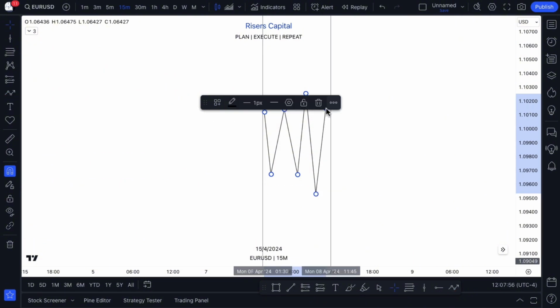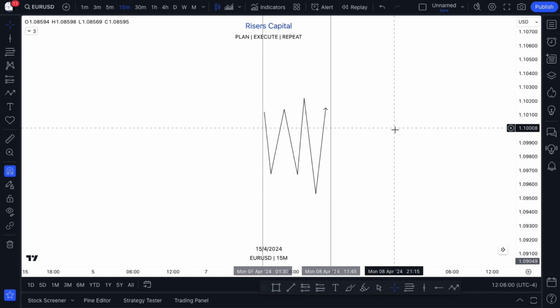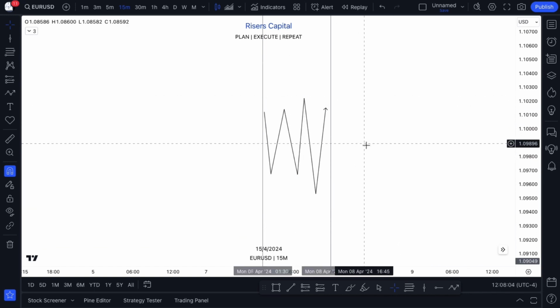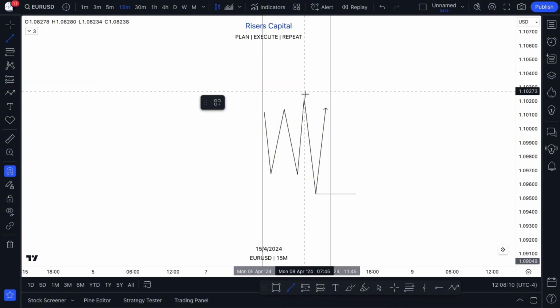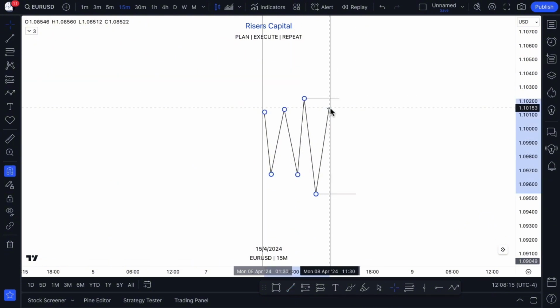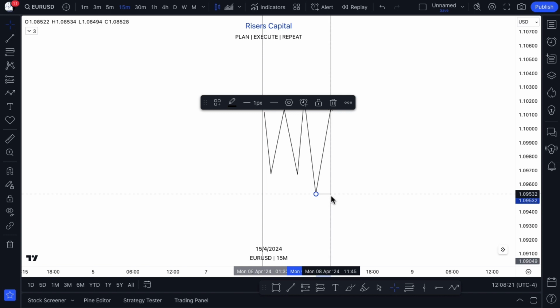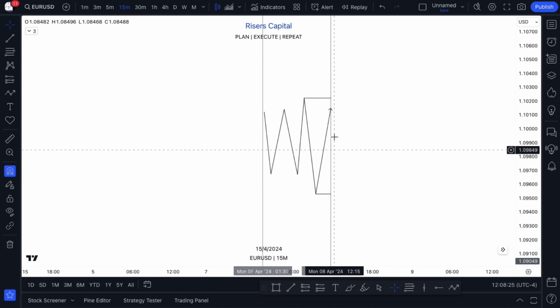Now the Asian session range, we want to wait for either the high or low of the Asian session range to get taken. So we just mark out the low of the Asian session range, and we mark out the high of the Asian session range. Let's say this is 2 a.m. New York local time, and we just extend these lines over here.